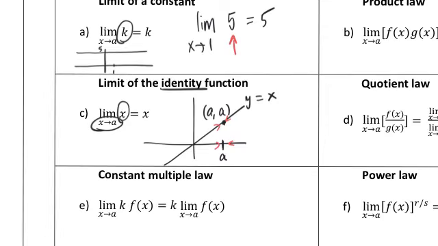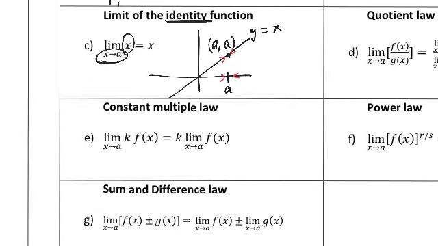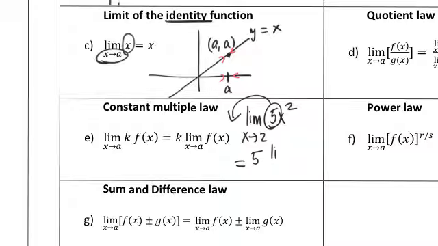Then we've got the constant multiple law. That one says that if you had, for example, the limit of 5x squared as x approaches 2, you can pull this constant number out front. This will be 5 times the limit of x squared as x approaches 2. That's what the constant multiple law is.